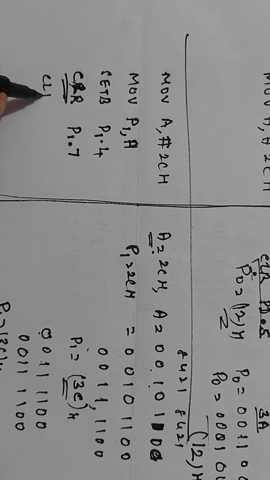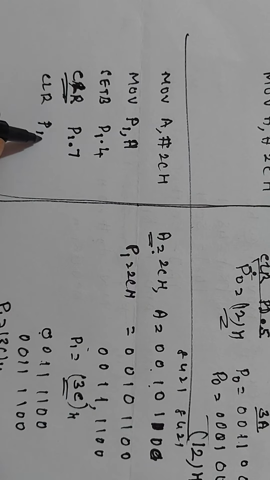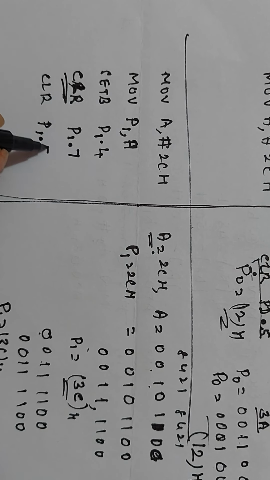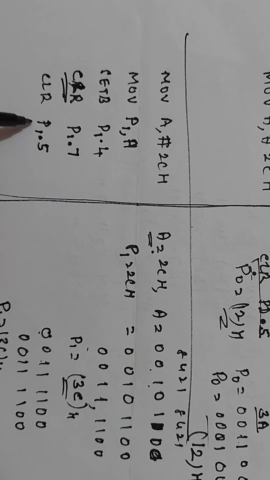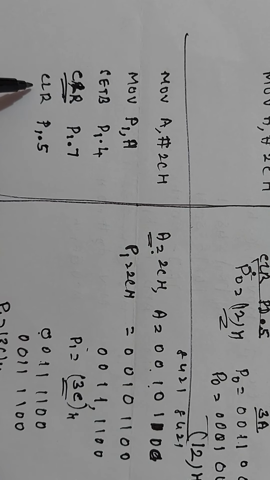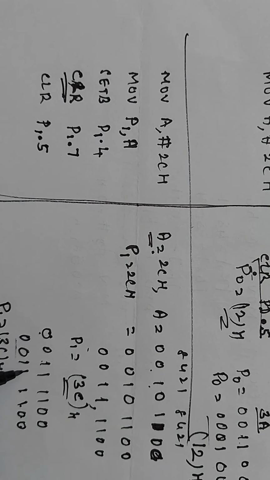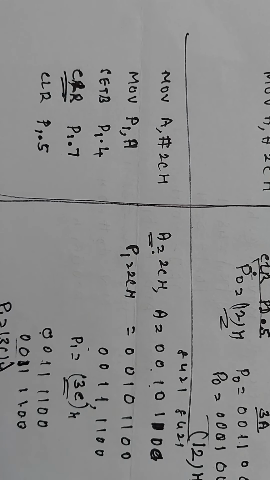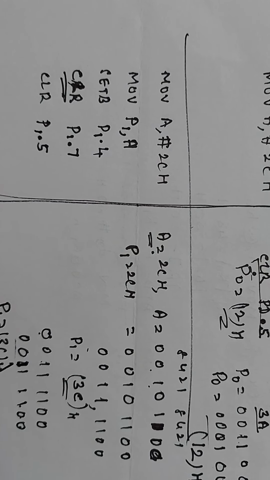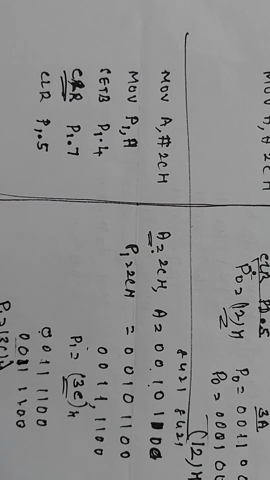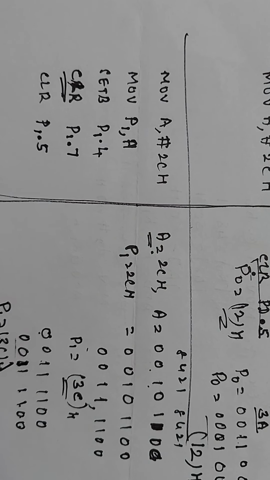Now again I will write CLR P1.5. The fifth bit of port P1 is made clear. Which is the fifth bit here? 0 1 2 3 4 5. This is the fifth bit. Make it clear means it goes to 0. So 0 0 0 1 1 1 0 0. This is 1. This is C. Now port P1 contains 1CH.